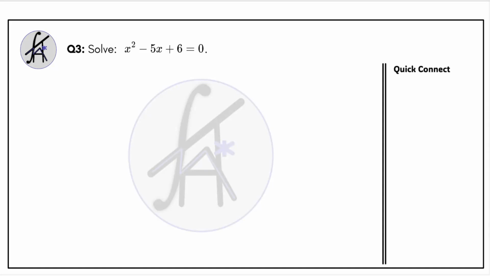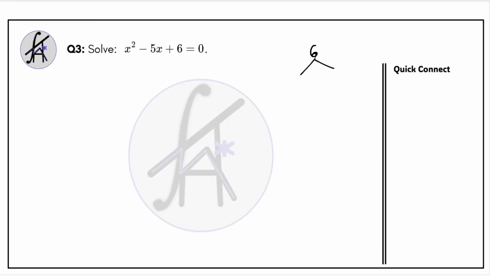So we have the third question from the 5 Questions a Day challenge, and it is to solve this quadratic equation. For this quadratic equation, what do we have? We have the last sign as positive. So it is like plus 6. What multiplies to give you plus 6 and adds to give you minus 5?